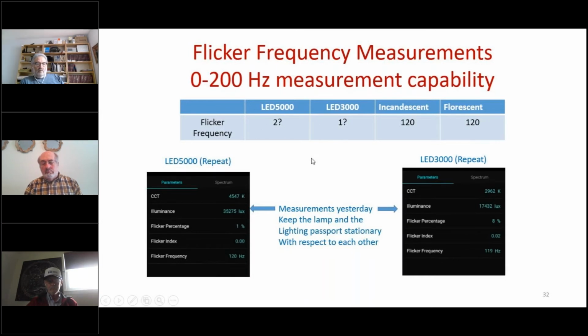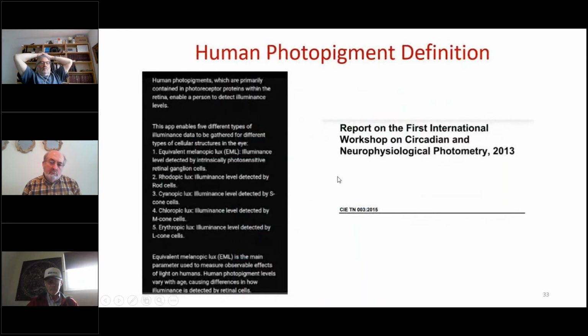The way to measure it correctly is to put your instrument stationary with respect to the light source. They shouldn't be moving with respect to each other. If they are moving, you may get an error message, and the Lighting Passport will tell you. So go ahead and use your Lighting Passport and make a measurement by keeping it stationary. Most likely you'll get 120, or you could get different readings.